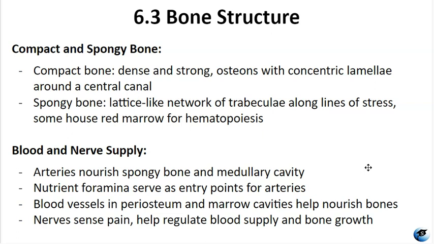Arteries passing through compact bone nourish the spongy bone and medullary cavity. Nutrient foramina, small openings in the bone for the vessels in the periosteum and marrow cavities, along with nerves, contribute to bone nourishment, pain sensation, and regulatory roles, especially in metabolically active bone regions.